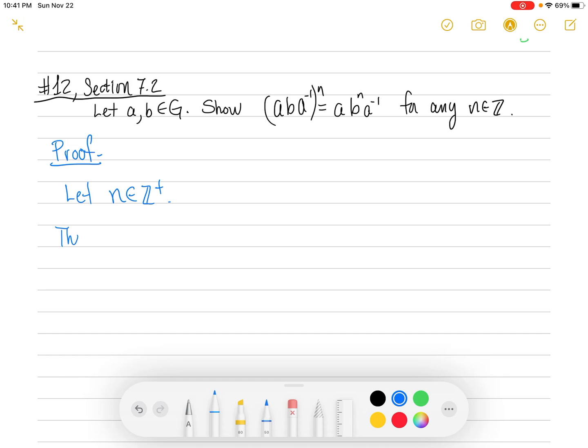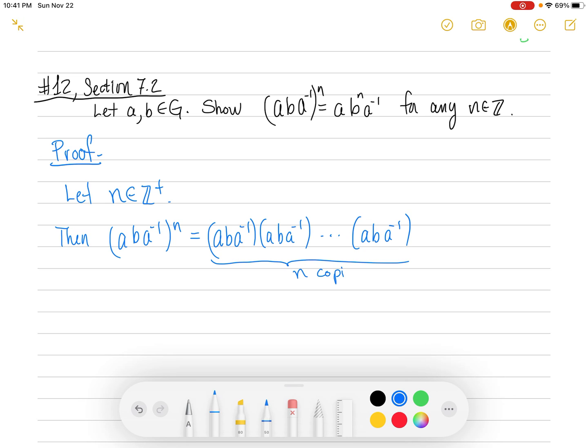What does A B A inverse to the n power mean? I dropped my stars, I'm just putting them next to each other. This actually means A B A inverse, A B A inverse, A B A inverse. How many copies? N copies. So what we're going to do is put the A inverses together. You're going to have A inverse A, A inverse A here, A inverse A. It's going to happen many times.